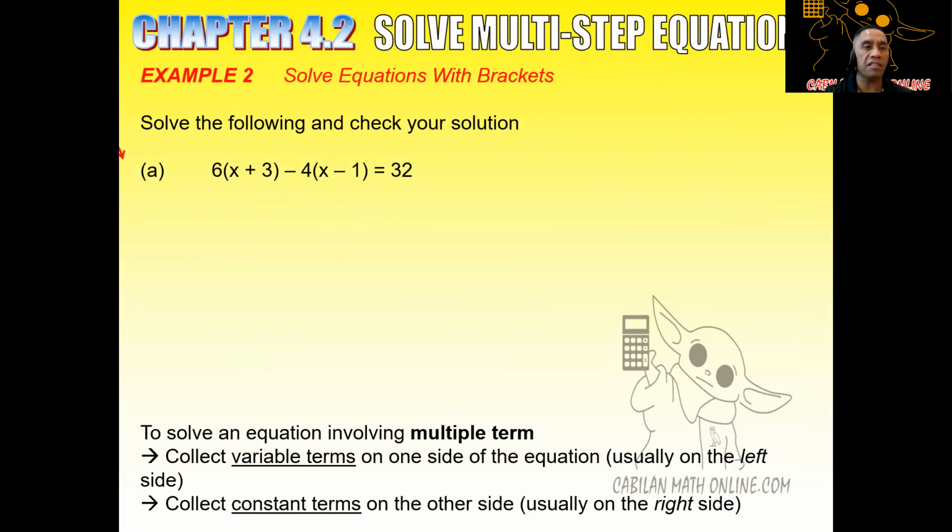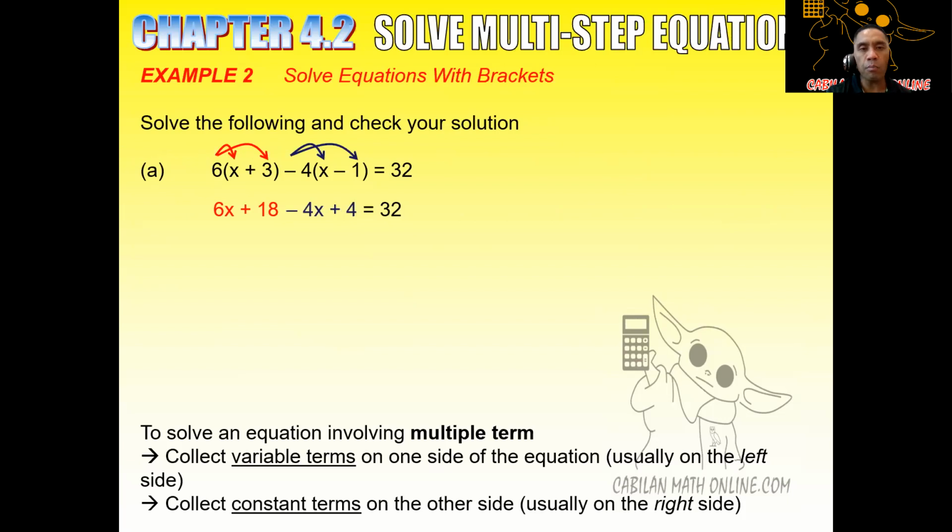So we're multiplying the 6 to the x and the 6 to the 3. So that gives me 6x plus 18. And we're going to take this negative 4 multiplied to the x and take this negative 4 and multiply it to negative 1. And again, just as a reminder, when you multiply a negative number to another negative number, they'll result in a positive number. So that will give me negative 4x plus 4, and we bring back the 32.